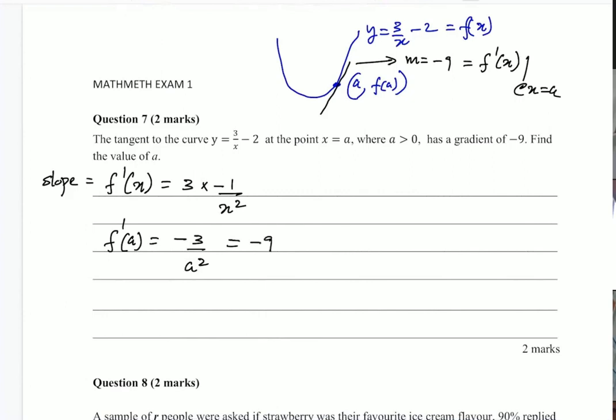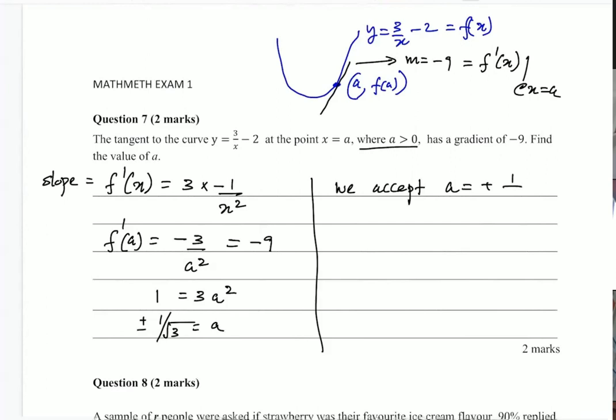So from here you get 1 is equal to 3A squared, right? A is equal to plus or minus 1 divided by square root 3. Right? And then read the question carefully, where A is a positive number. If A is a positive number, right? So we accept A is equal to positive 1 divided by square root 3. So if you want to rationalize it, you can. If you want to rationalize it, you can say this is going to be this. That's it.